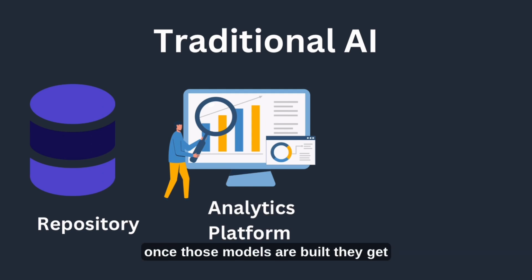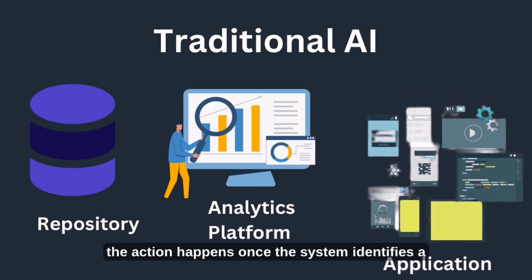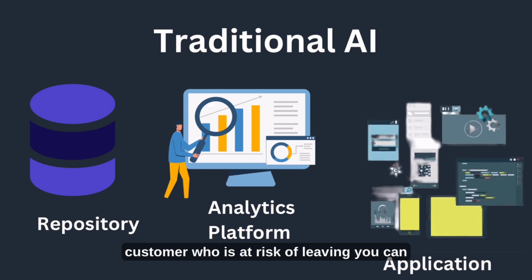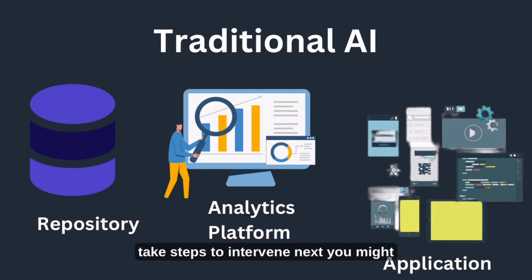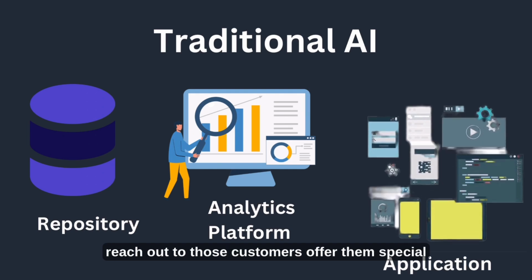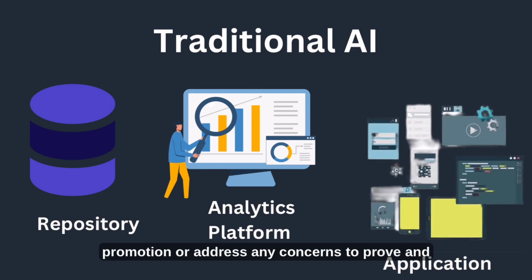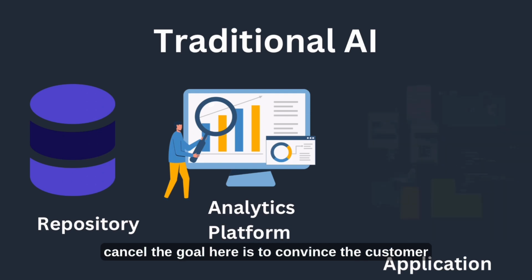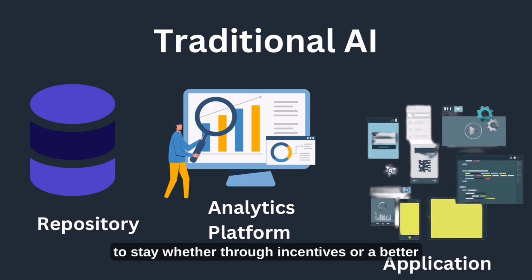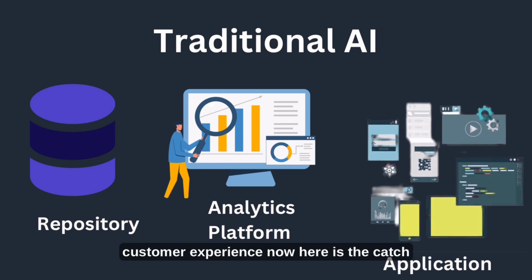Next, once those models are built, they get deployed in a specific application. This is where the action happens. Once the system identifies a customer who is at risk of leaving, you can take steps to intervene. Next, you might reach out to those customers, offer them a special promotion, or address any concerns to prevent cancellation. The goal here is to convince the customer to stay, whether through incentives or a better customer experience.